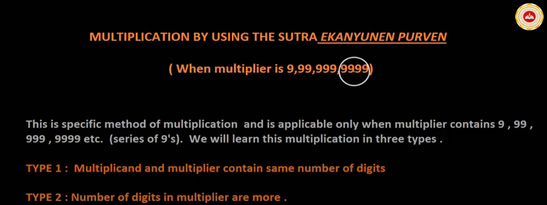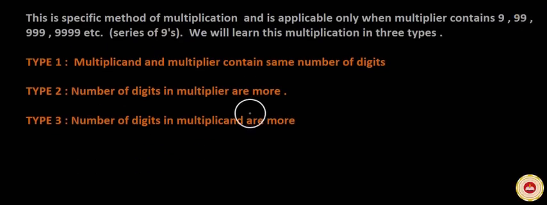Multiplication by using the sutra Ekanyunena Purvena. This is a specific method of multiplication and is applicable only when the multiplier contains a series of 9s. We are going to learn this multiplication in 3 types, depending upon the number of 9s in the multiplier.